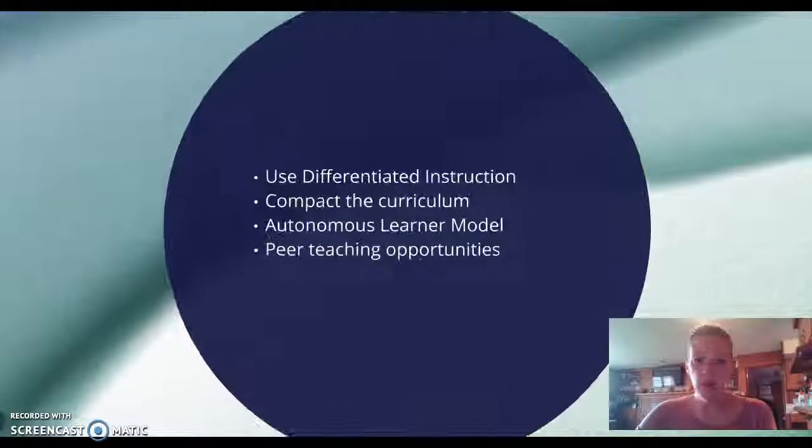For universal design, we would use differentiated instruction so that I can help each student on the various levels that they require. It also acts as an excellent peer teaching opportunity.